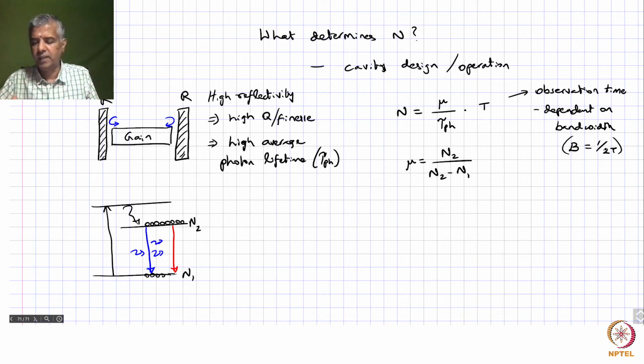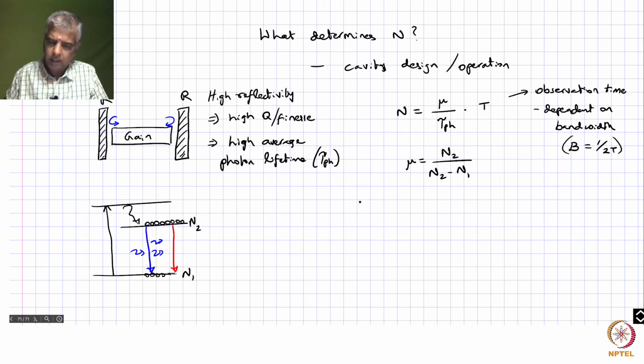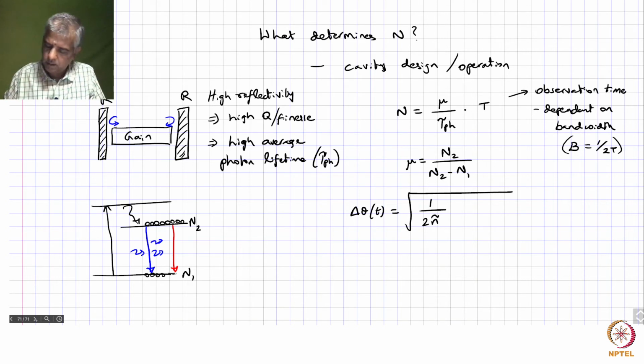Over that observation time, you might have n spontaneously emitted photons, where n is determined by this inversion as well as your photon lifetime inside the cavity. So, now I can substitute this over here. We have quantified n. So, delta theta of t now corresponds to 1 over 2 times n, where n is the mean number of photons, multiplied by mu over tau photon multiplied by t.